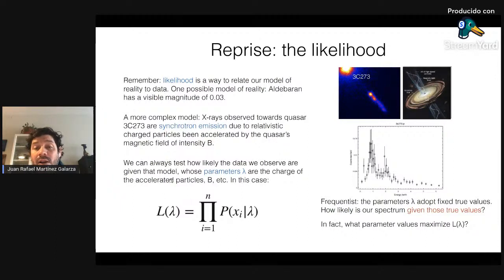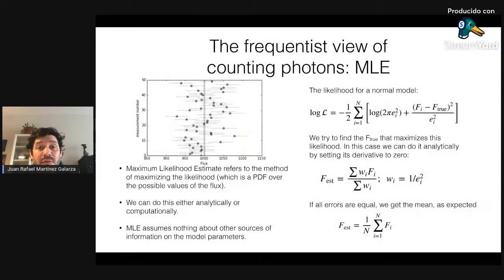And that's why one of the most common things we do when we fit a model to a set of data is doing maximum likelihood estimates. So what is maximum likelihood? Well, a maximum likelihood estimate is basically a method that will allow you to find the parameters of your model that maximize the likelihood of your data. So what model parameters best agree with the distribution of data you have here?